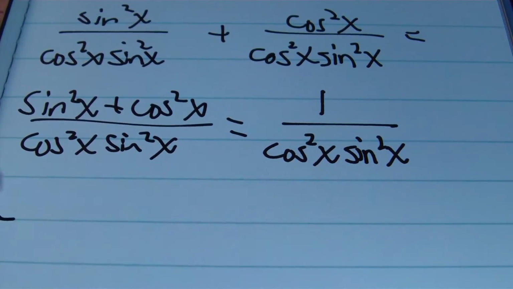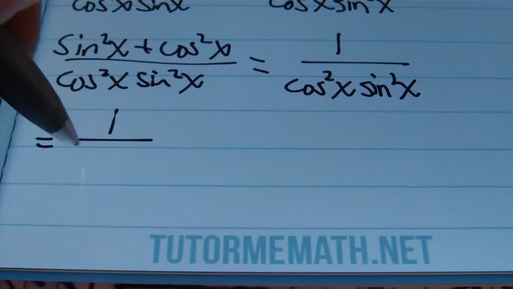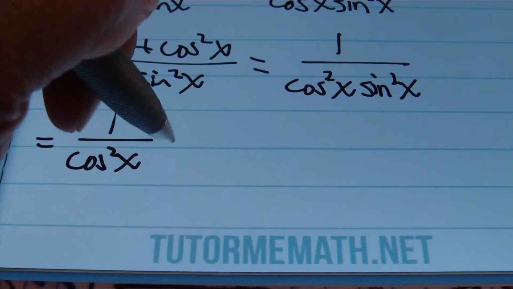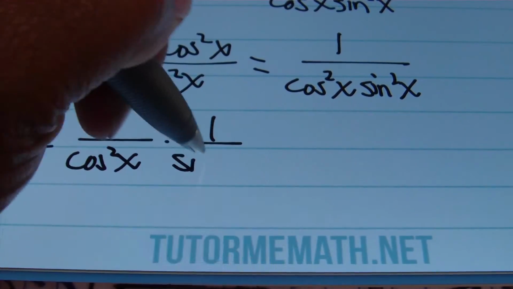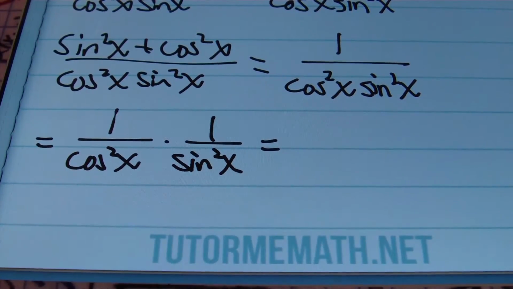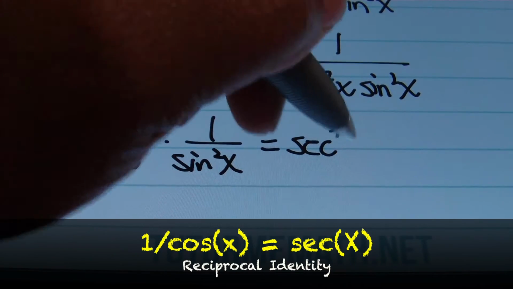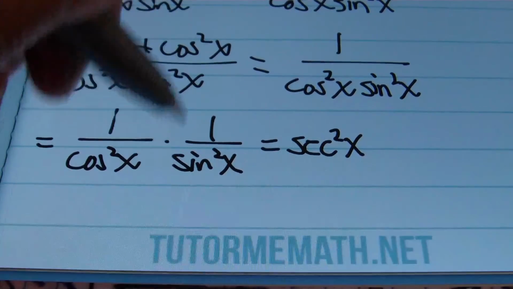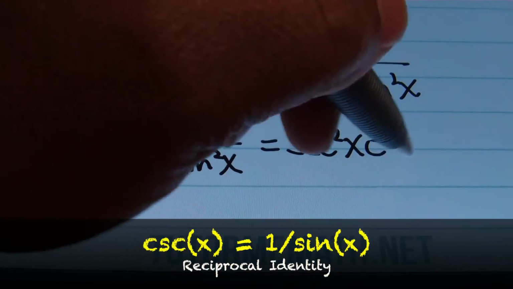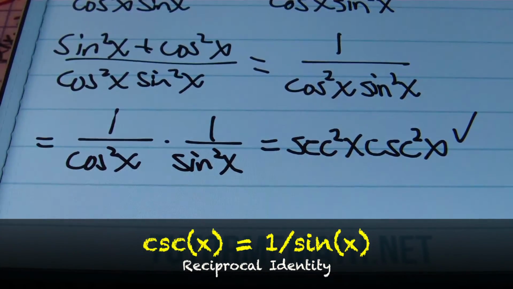Expanding this, 1 over cosine squared x times sine squared x can be written as 1 divided by cosine squared x times 1 divided by sine squared x. And using your reciprocal identities, 1 divided by cosine squared x is secant squared x, and 1 divided by sine squared x is cosecant squared x. Left side equals the right side.